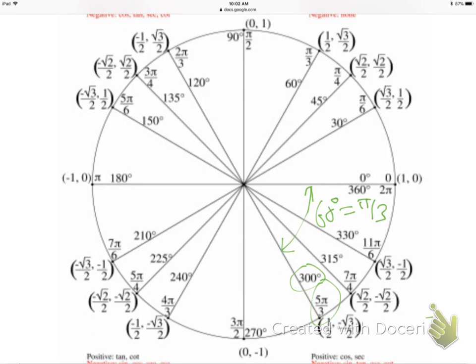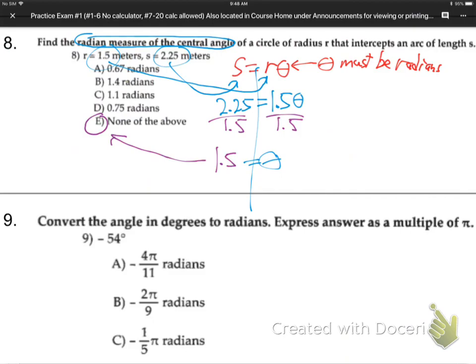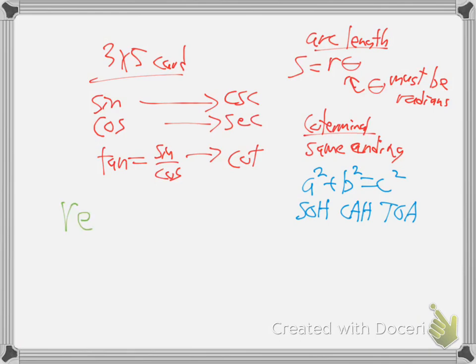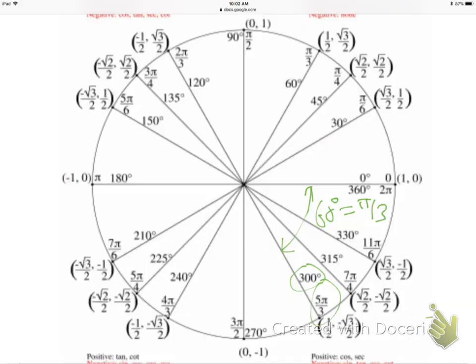That's the main thing. You got to be crystal clear. You got to keep saying to yourself, I would write on my 3x5 card thing, reference angle, how far to nearest x-axis, and just be really, really clear on that. That's the main thing. Write that wherever I had that 3x5 card thing. I don't even remember now. Here it is. So reference angle, how far to nearest x-axis.